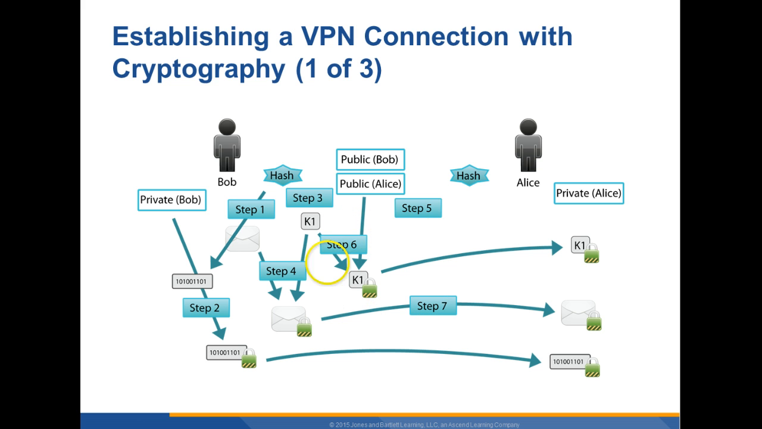And then in step 7, as you can see the little envelope symbol here, now it's been locked. It's a digitally secure envelope. Bob sends the digital signature, the encrypted message, and the digital envelope over to Alice. So let's see what Alice does.